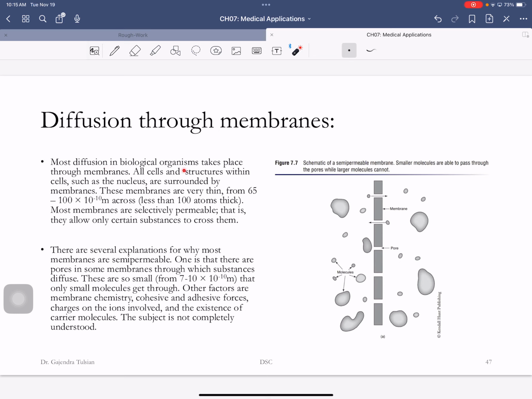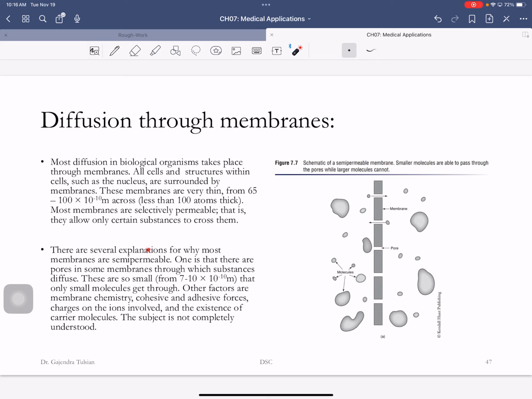Most diffusion in biological organisms takes place through membranes. All cells and structures within cells, such as the nucleus, are surrounded by membranes. The membranes are very thin, about 100 atoms thick. So 100 times 10 to the minus 10 meters, that's the size of an atom. So a membrane is about 100 atoms thick. Most membranes are selectively permeable, meaning they only let certain molecules cross and others not.